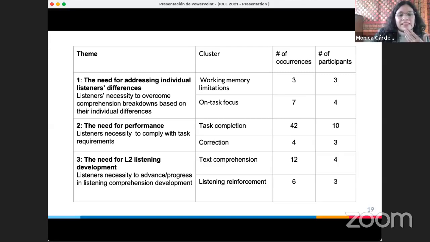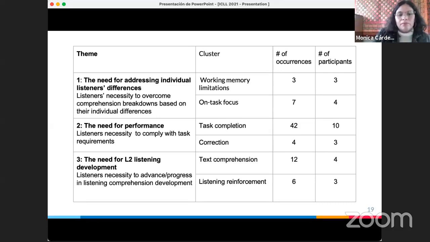This theme is defined as listeners' necessity to overcome comprehension breakdowns based on their individual differences. As you can see also, this theme was mentioned by a total of 5 different participants and on 5 different occasions. The second theme, the need for performance, which we define as the listener's necessity to comply with task requirements, is made of the clusters task completion and correction, which were mentioned by 10 different participants, a total of 42 times.